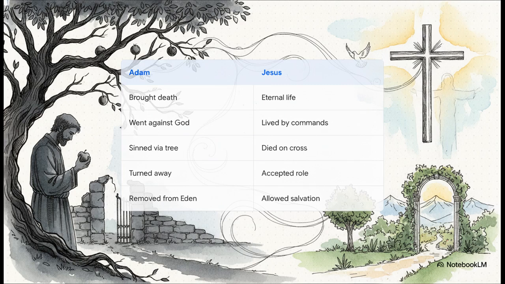Adam turned away through disobedience, but Jesus fully accepted the role given to him by the Father. And finally, because of his actions, Adam was physically removed from the Garden of Eden. In total contrast, Jesus' actions allowed everyone to enter paradise with salvation. It's just a complete, incredibly structured reversal of the fall of humanity.